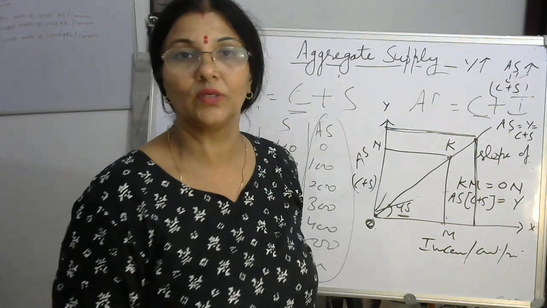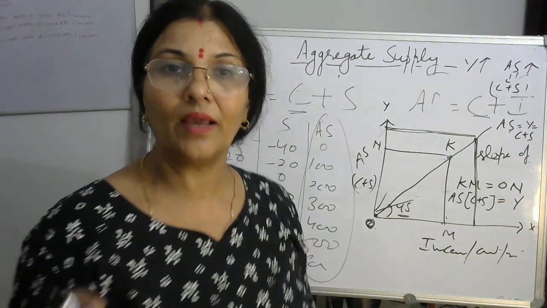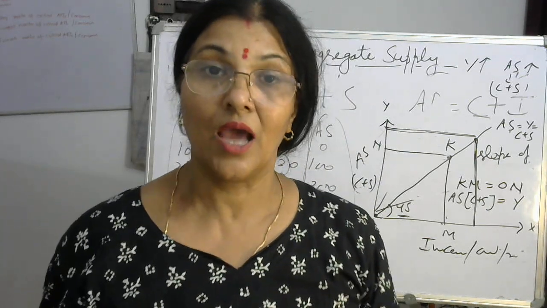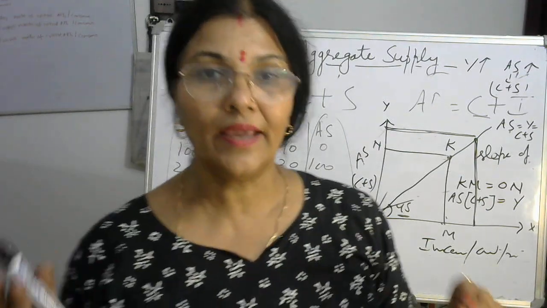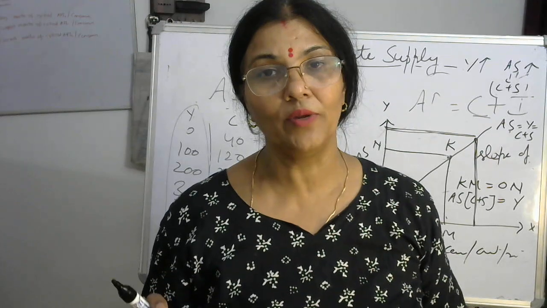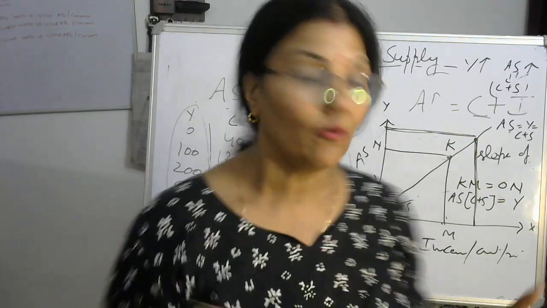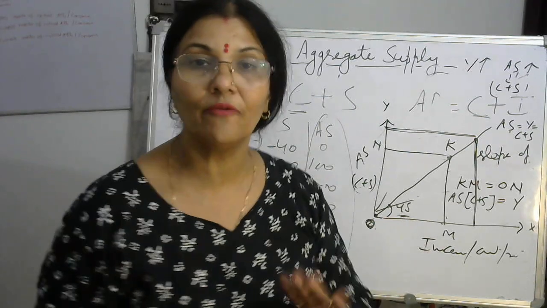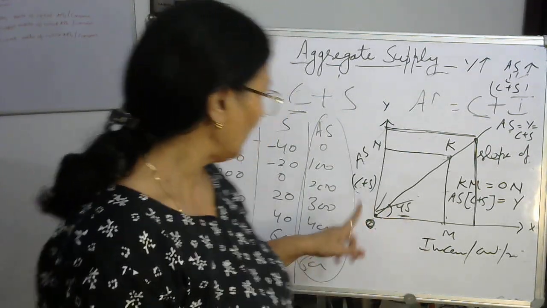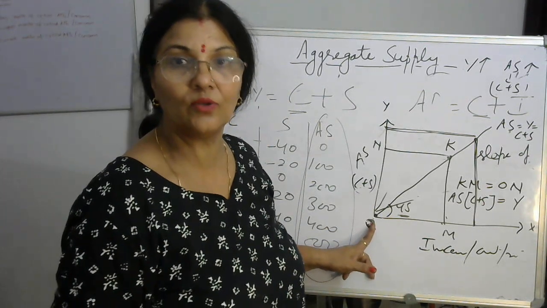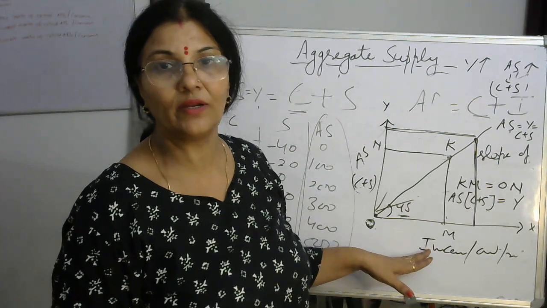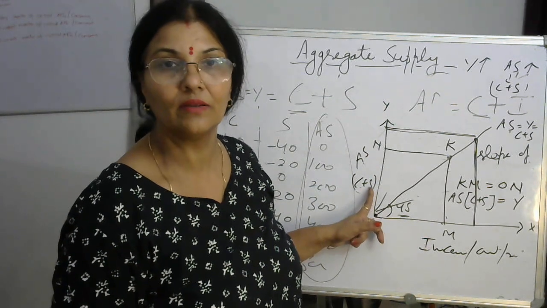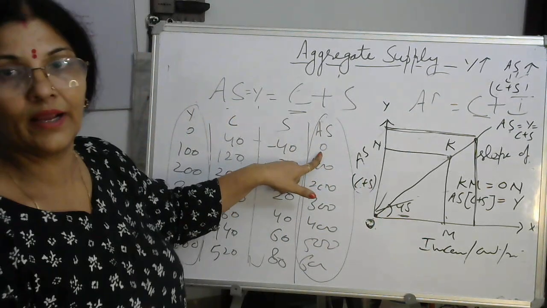So it is proved that income is AS, and AS is C plus S. And because of this reason, the AS curve starts from origin moving up with 45-degree angle. So what are the features of AS curve? Starting from origin, because at zero level of income, AS is also zero, which is the summation of consumption and saving. This is proved, right?